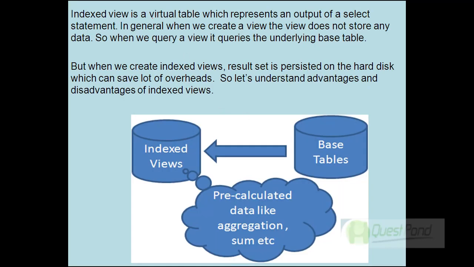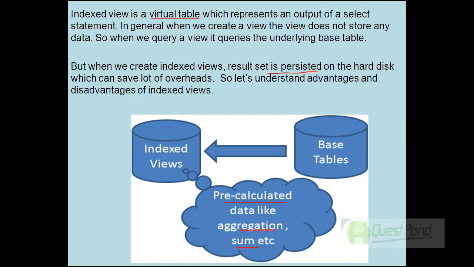An indexed view is nothing but a virtual table, a table whose result set is persisted on the hard disk. What an indexed view does is it represents the output of a select statement, which normally has pre-calculated data like aggregations, summations, counts, etc. This result set is persisted on the hard disk, and because the data is persisted, the SQL engine doesn't have to go again and again and get the data from the base tables. It takes this persisted data, which already exists in the indexed virtual table, and gives it to the end user. Because of this you save a lot of overhead.